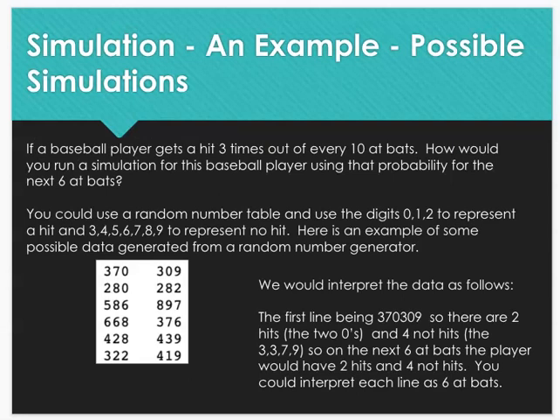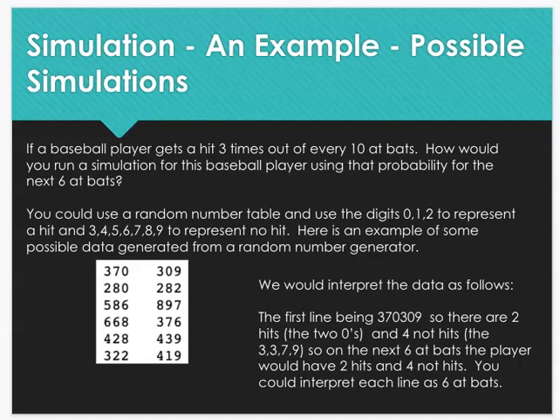Okay, you could use a random number table and use the digits 0, 1, and 2 to represent a hit, since that would be 3 hits, and the other numbers 3, 4, 5, 6, 7, 8, 9 to represent no hit. So I used a random number generator, and I just generated some digits. And they were in groups of 3, so I looked across a row to say, okay, those are the next 6 at-bats.